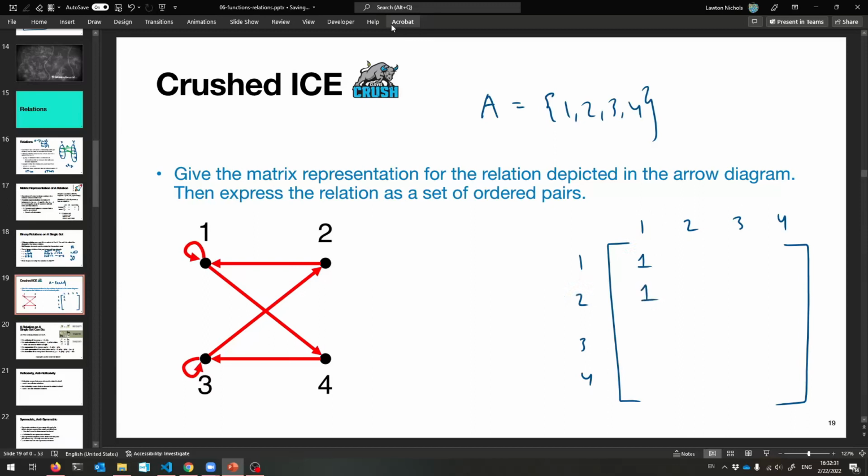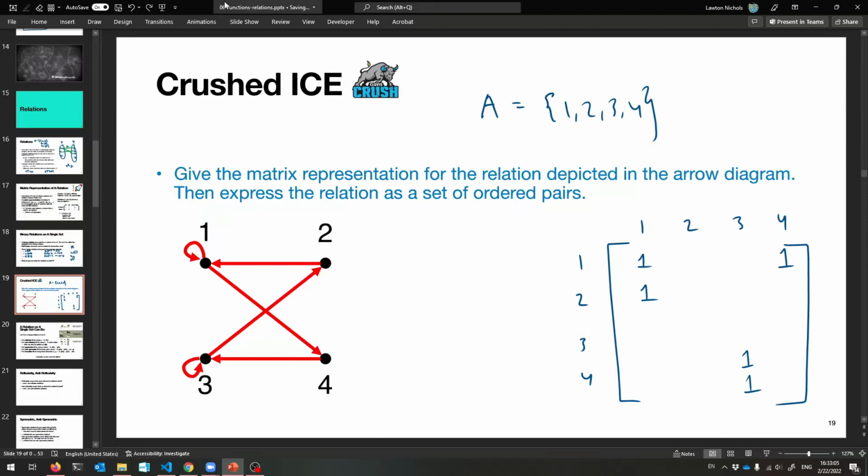And then, okay, what about this arrow? That's 1 is related to 4, so 1 and 4. There's a 1 there. 3 is related to 3. There's a 1 there. And then I think this is the last one, I hope. 4 is related to 3. So 4 is related to 3 in this order. So 1 there. So I think, is that correct? Oh, I think I missed this one. 3 is related to 2. So 3 and 2.